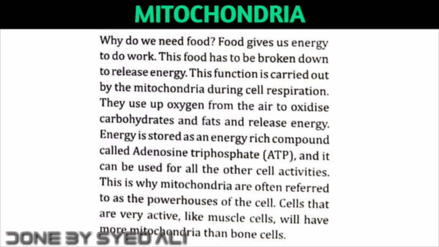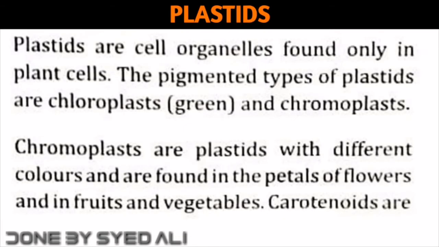Cells that are very active, like muscle cells, will have more mitochondria than bone cells. Next, plastids. Plastids are cell organelles found only in plant cells. The pigmented types of plastids are chloroplast and chromoplast. Chromoplasts are plastids with different colors and are found in the petals of flowers and fruits and vegetables.